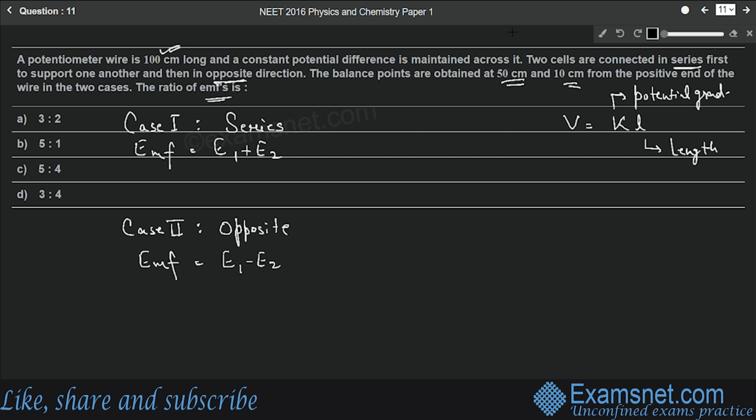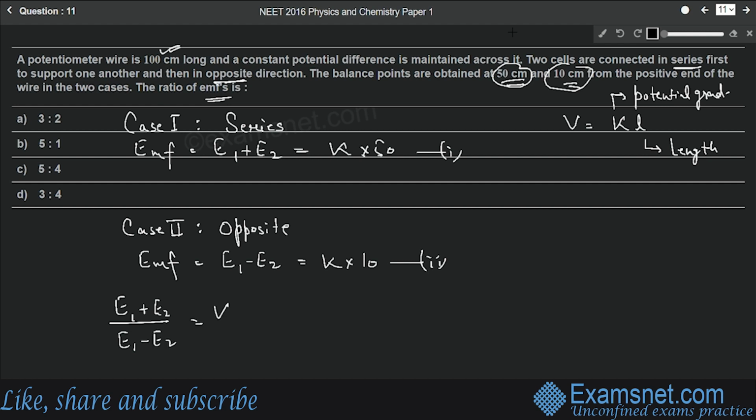So in the first case, E1 plus E2 will be equal to K into L1, and here it is given that L1 is 50 centimeter. The balancing point is 50 centimeter in the first case, and in the second case it is 10 centimeter. So E1 minus E2 will be equal to K into 10 centimeter. So let's write the ratio of these two. E1 plus E2 by E1 minus E2 will be equal to K into 50 by K into 10. K will be cancelled, so we get 5. The ratio is 5.